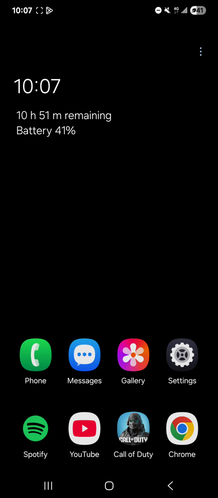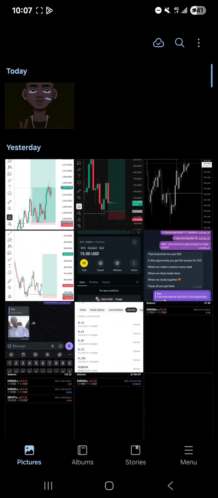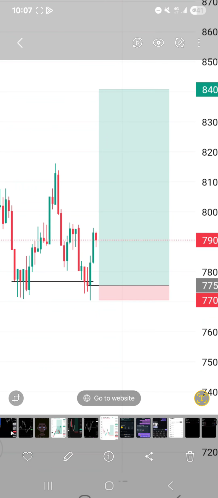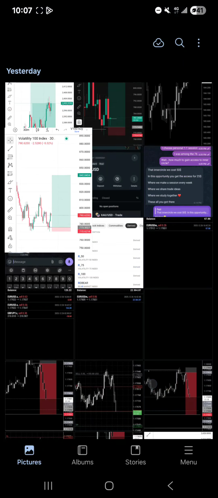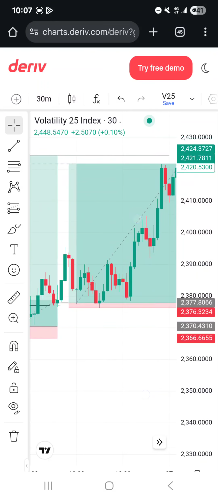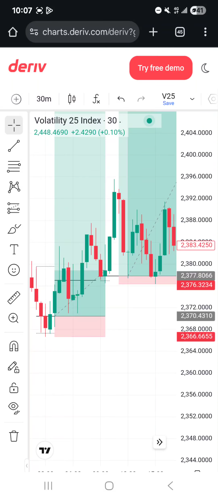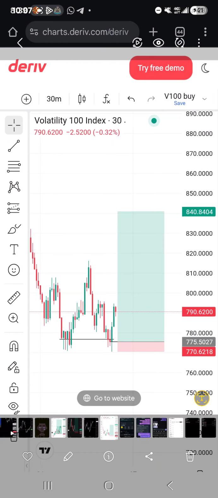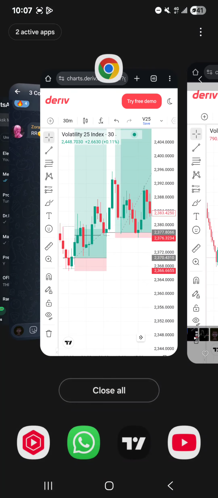This was the setup before it played out here. You can see that it was this M30 key level, the sweep, and then the break, and then the support that was created. Same stuff. You can see it here. The sweep, the support that was created, and that's the same entry I took here. And you can see the target.